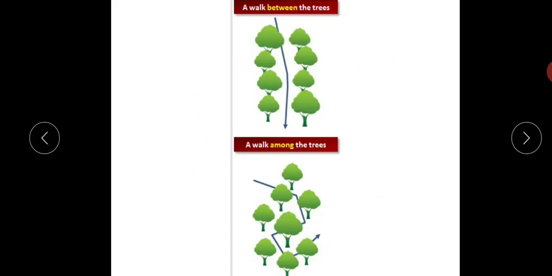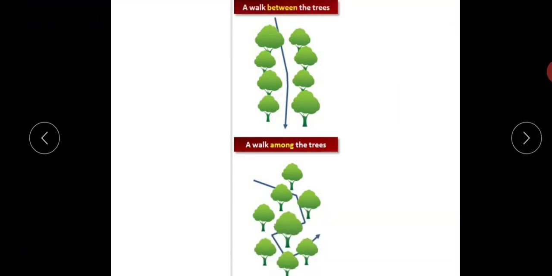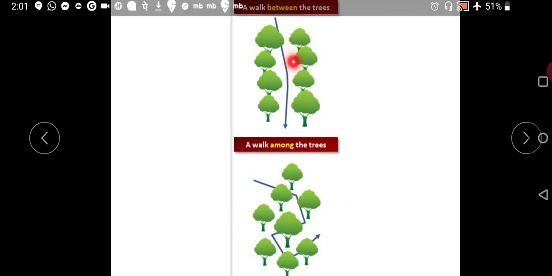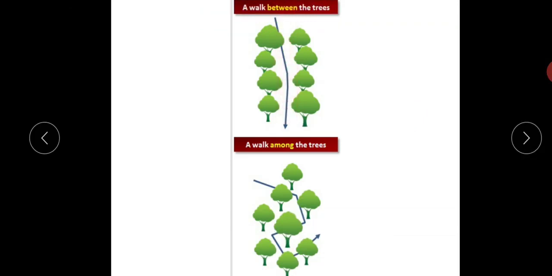A walk between the trees. And this is a walk among the trees. இது வந்து ரெண்டு மரங்களுக்கு நடுவில் போகிற ஒரு வாக். You understand? ரெண்டு மரத்துக்கு நடுவில் வர ஒரு வாக். இங்கே a walk among the trees, நிறைய ட்ரீஸ் இருக்குது, அங்கே இங்கேயும் நம்ம போயிட்டு வரோம். You understand? So why have we used between here?